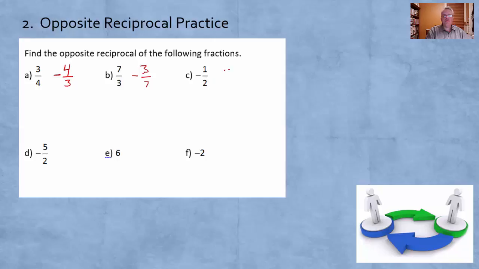Okay, this one's negative, so the opposite reciprocal is going to be positive, and the reciprocal of 1/2 is just 2/1, which is the same as 2. All right, -5/2 is going to become 2/5, a positive 2/5. When it's not a fraction, we got to think of it as a fraction. So 6/1, the opposite reciprocal would be -1/6. We got to think of -2 as a fraction also. -2/1, the opposite reciprocal would be positive 1/2.